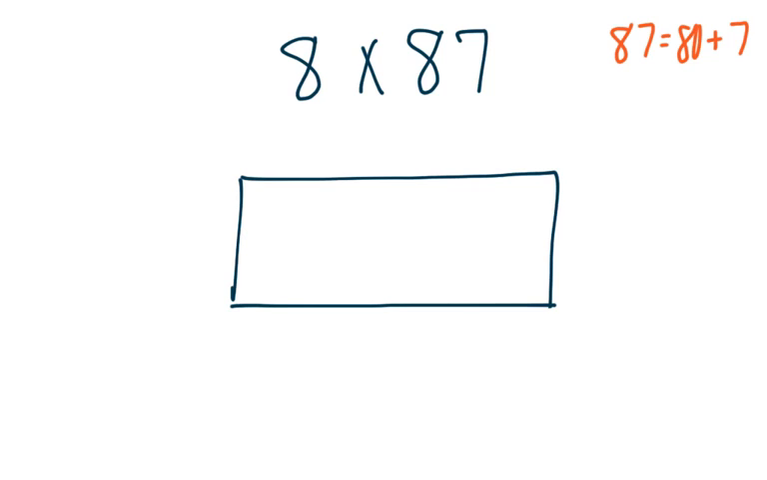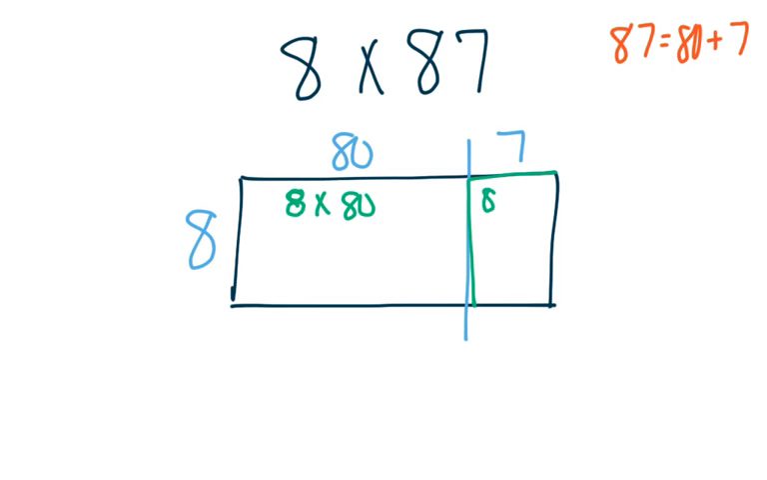I drew my rectangle. When I expand 87, I get 80 plus 7, so that's what I need to label my rectangle with. I'm going to start by labeling my side 8, and then I'm going to split my rectangle into 80 and 7, and I'm going to write my multiplication problems inside. 8 times 80, and my other multiplication problem is going to be 8 times 7. Now I need to find my partial products, so I need to multiply. 8 times 80 is going to be 640. 8 times 7 is 56.